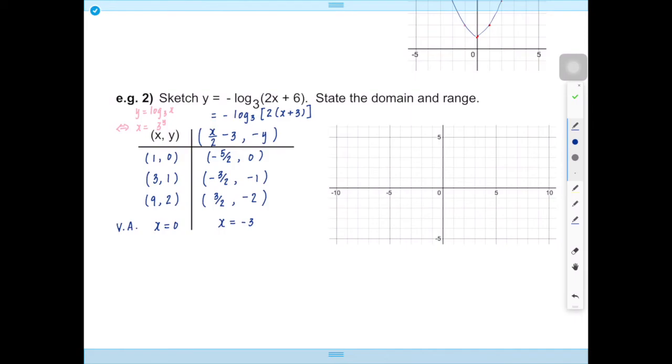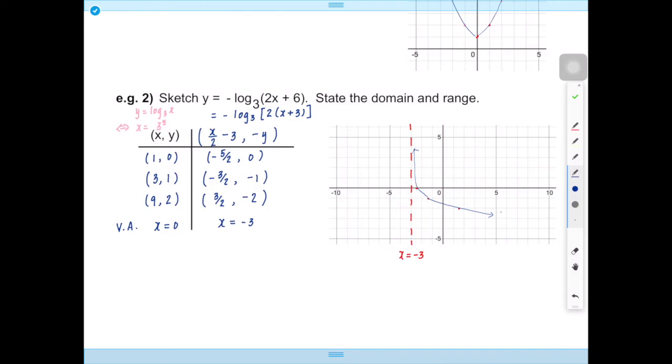So let's sketch the graph first before stating domain and range. So first thing, I'm going to put in the VA. Here we go. And then the points, negative 2.5, 0, negative 1.5, negative 1, 1.5, negative 2. Okay, so it is a decreasing function. Just roughly make sure things are proportional.